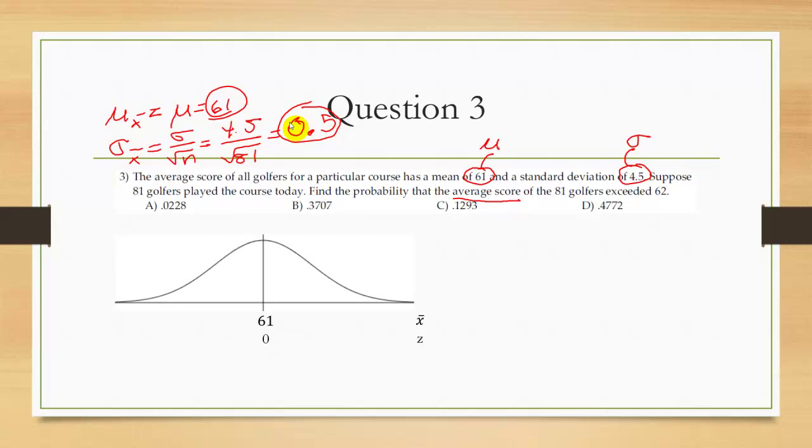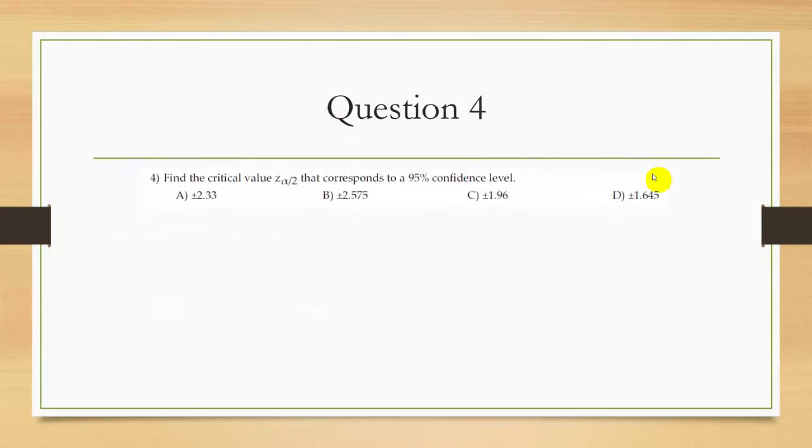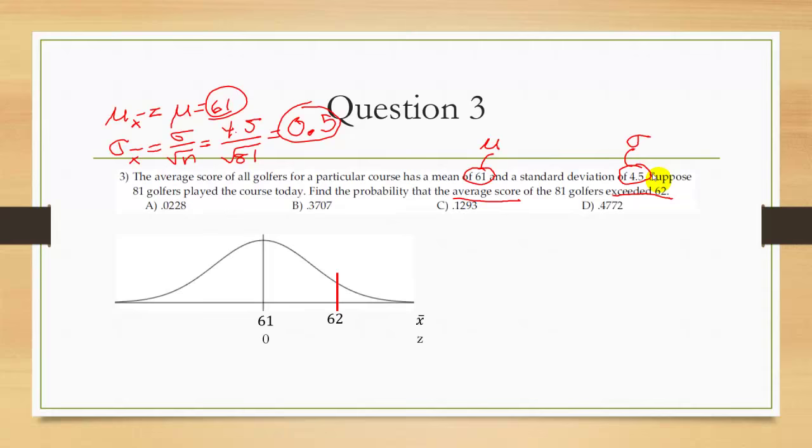All right, so we want to find the probability that a score exceeds 62. So let's draw a line at 62. And we need to find the z-score associated with this. Oops, sorry about that. All right, so let's do that. Let's see, nice clean spot over here.